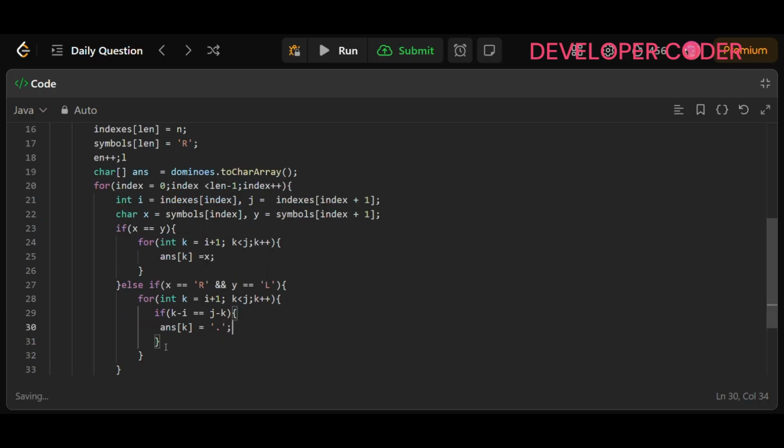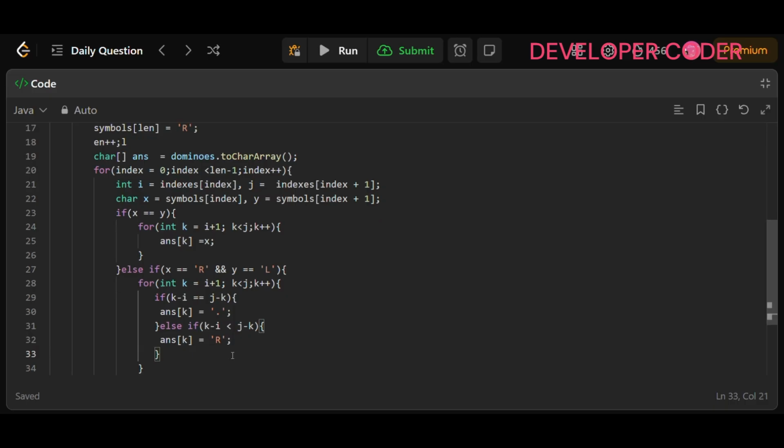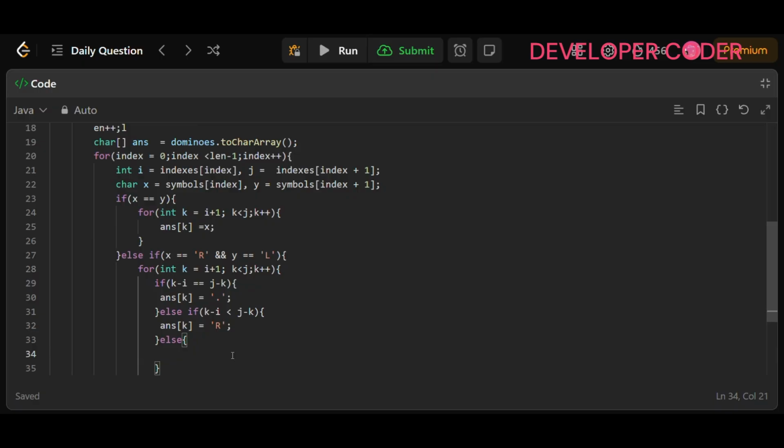This is done. And here, else if, check this: if k minus i distance is less than j minus k, in that case you have to update answer of k with R. So the distance from this side is closer, R is going to make the impact. And in the else part you have to just update the answer of k to L. That's it.